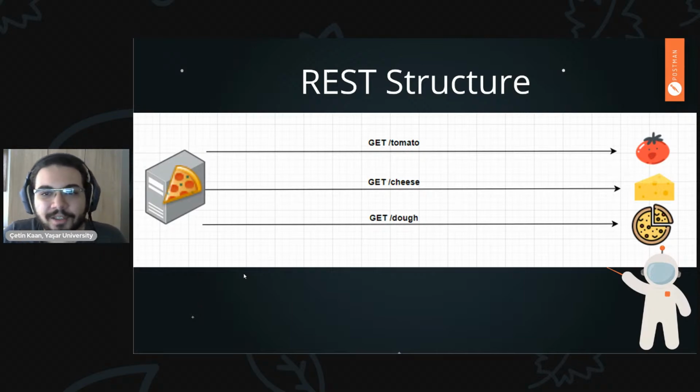As you can see in this pizza server, in REST structure, if you want to get, for example, tomato from the pizza server, we make a GET request to tomato. If you want to get cheese, we make a GET request to cheese, and if we want to get dough, we make a GET request to dough.